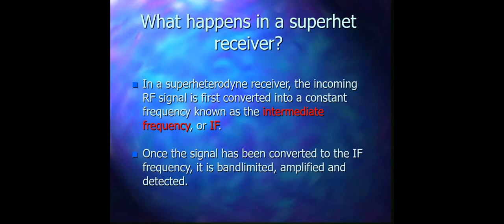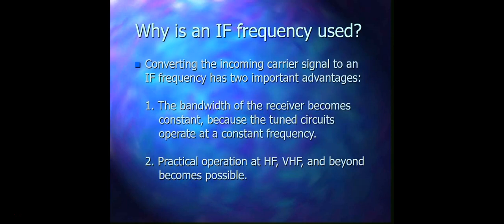So we are going to see next why an IF frequency is used. Converting the incoming carrier signal to an IF frequency has two important advantages. As I told you, first, the bandwidth of the receiver becomes constant because the tuned circuit operates at a constant frequency. Second, we are able to work at a higher frequency, and very high frequencies and beyond become possible.